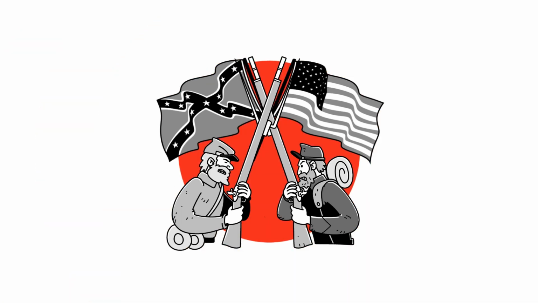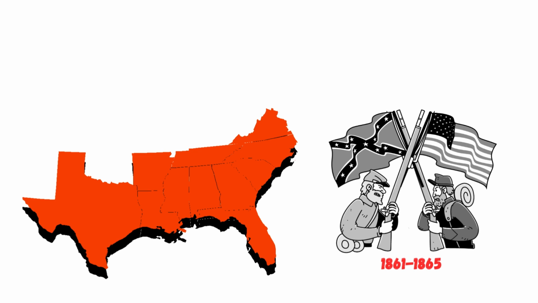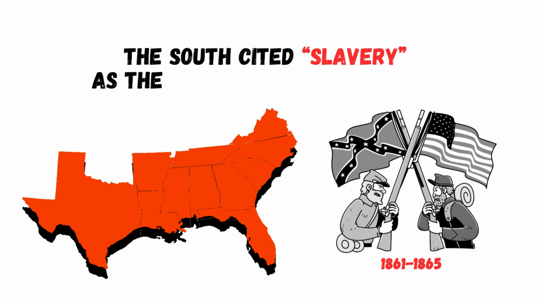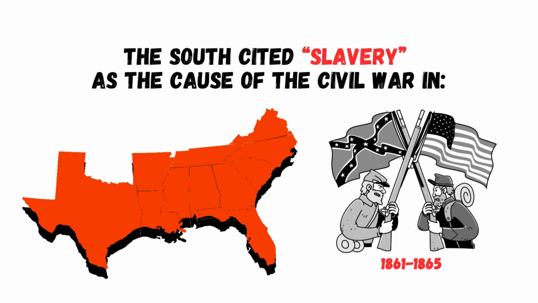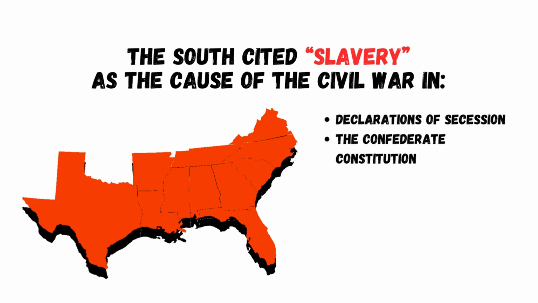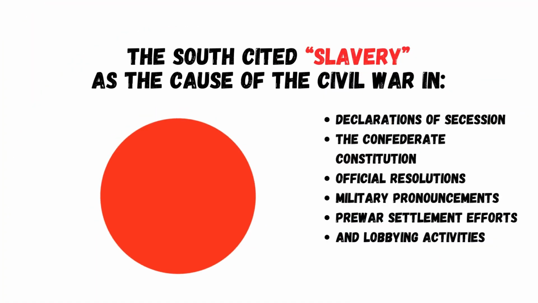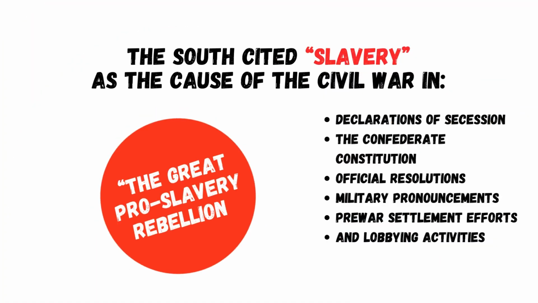Well, not quite. Before the Civil War started in 1861 and until its end in 1865, historical documents repeatedly show that the South cited slavery as the cause of the war. This is evidenced not only in declarations of secession, but also the Confederate Constitution, official resolutions, military pronouncements, pre-war settlement efforts, and lobbying activities. The North even called the war the Great Pro-Slavery Rebellion.